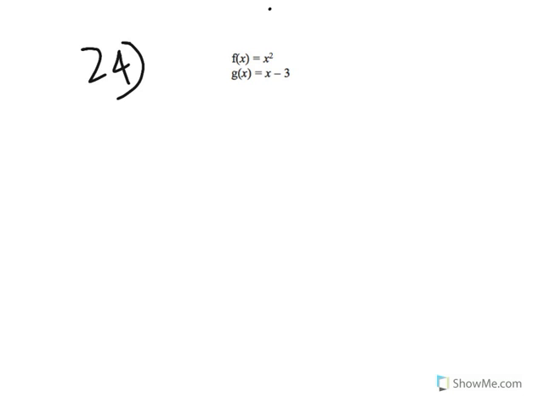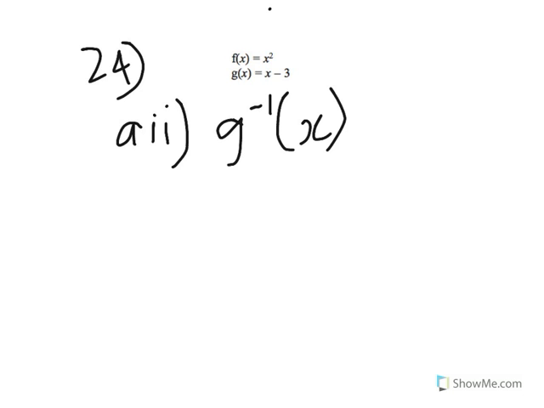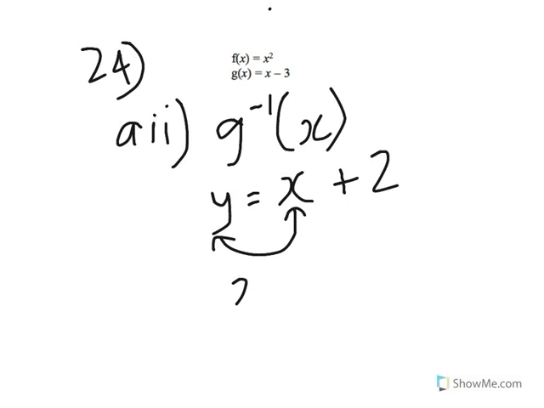Now, question A2 is asking you to find g negative 1 of x. This negative 1 is nothing but inverse. Inverse is the opposite. So basically when you have a function y is equal to x plus 2, let's say, when an inverse happens, the x values become the y values, because an inverse is like the opposite of the graph. So the x values and y values interchange, so x becomes y plus 2.